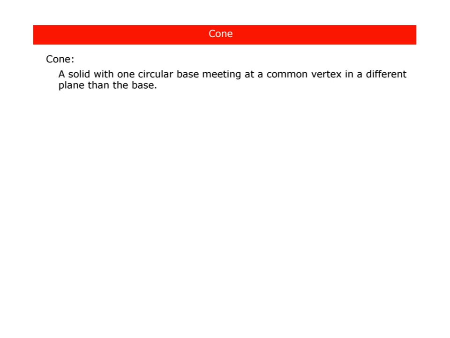Next thing I'm going to talk about are cones. First, you need to know what a cone is. A cone is a solid with one circular base meeting at a common vertex in a different plane than the base.